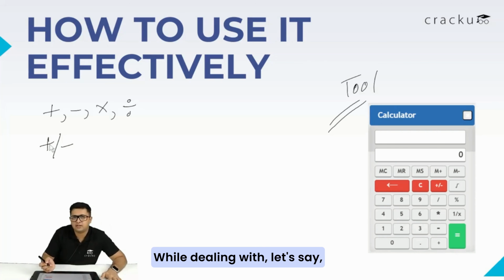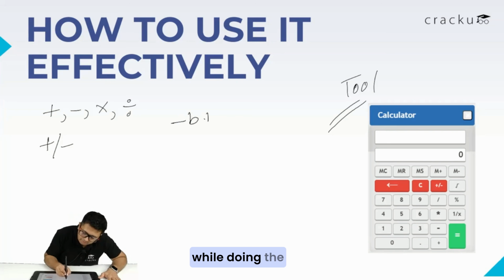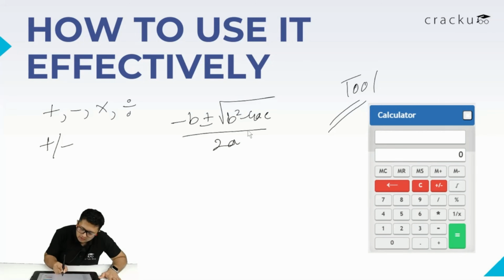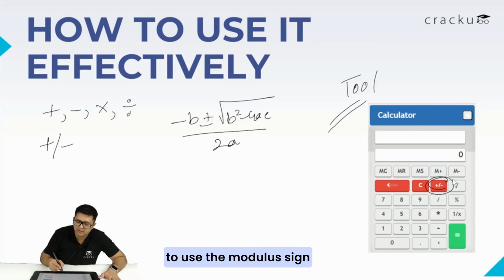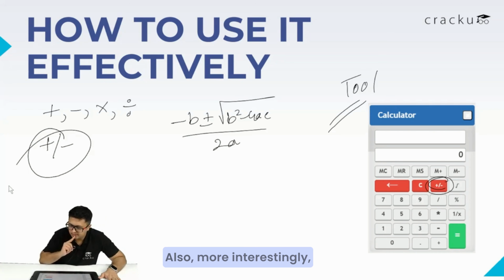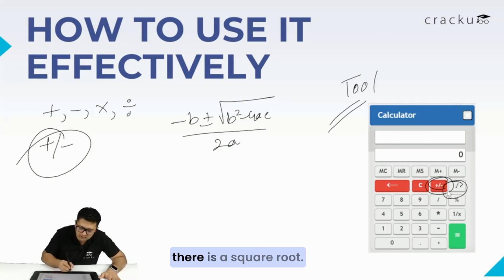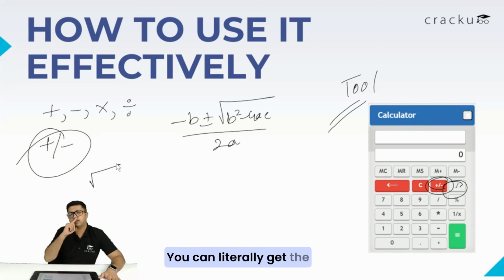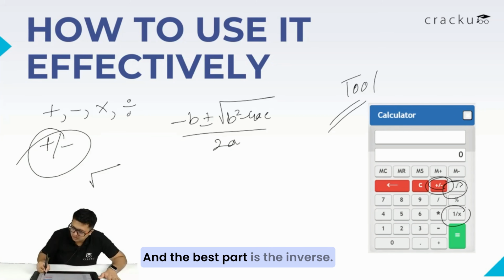While dealing with, let's say, percentages or quadratic equations, while doing plus or minus the square root of b square minus 4ac, divided by 2a, there are a lot of times you're going to have to use the modulus sign to add or subtract. So you have a modulus sign given there. And also, more interestingly, there is a square root. You can literally get the square root of anything, and the best part is the inverse.